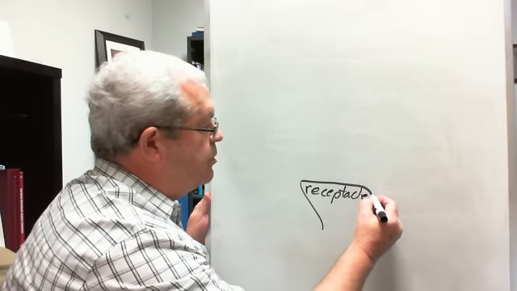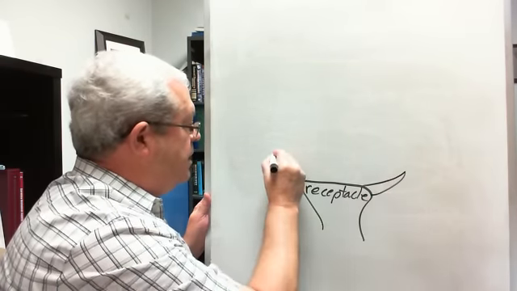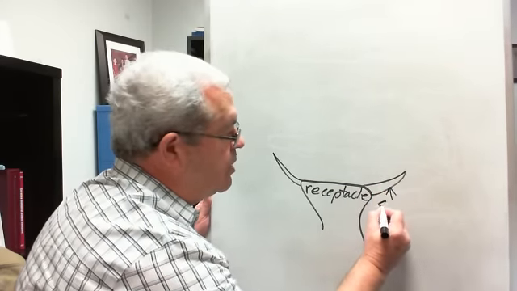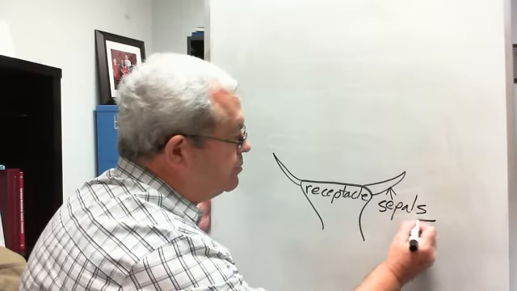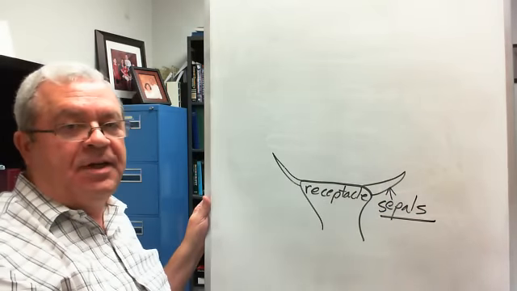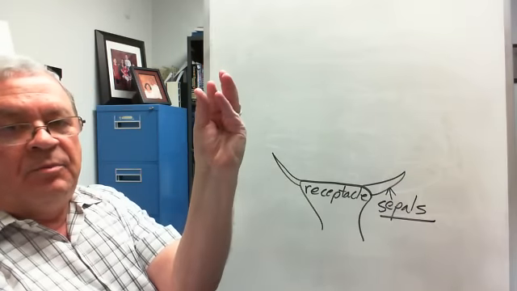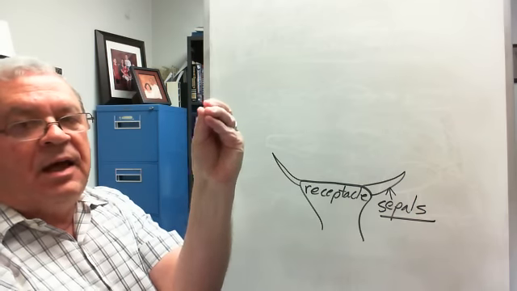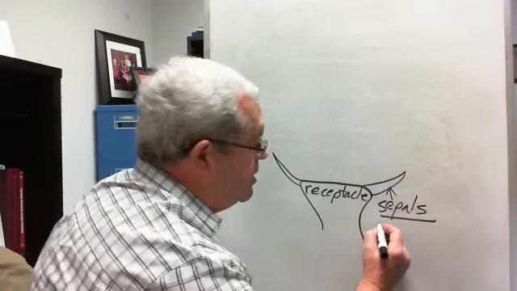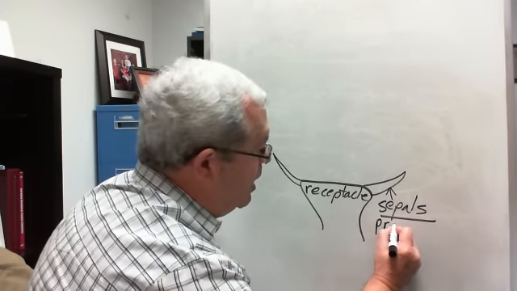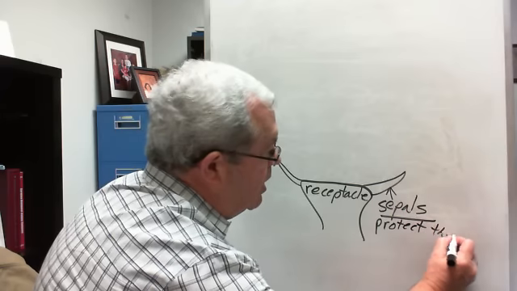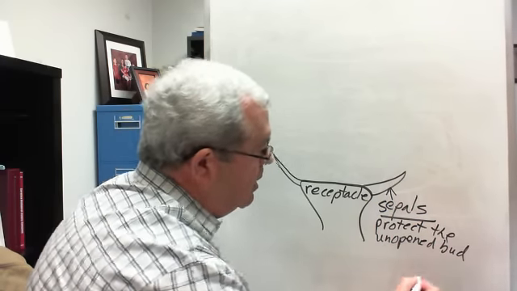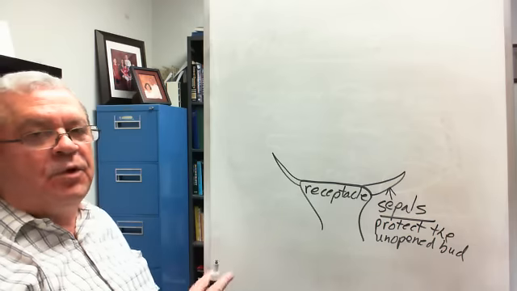And so, what is the outside circle of parts, which I will represent like this? The outside circle of parts is a circle of sepals. Sepals. And what is the function of sepals in a flower? Well, when the bud's still closed up and kind of tiny, the sepals are on the outside, totally covering it. And so, sepals protect the unopened bud. All right, so that's the sepals. That's the first set of parts.